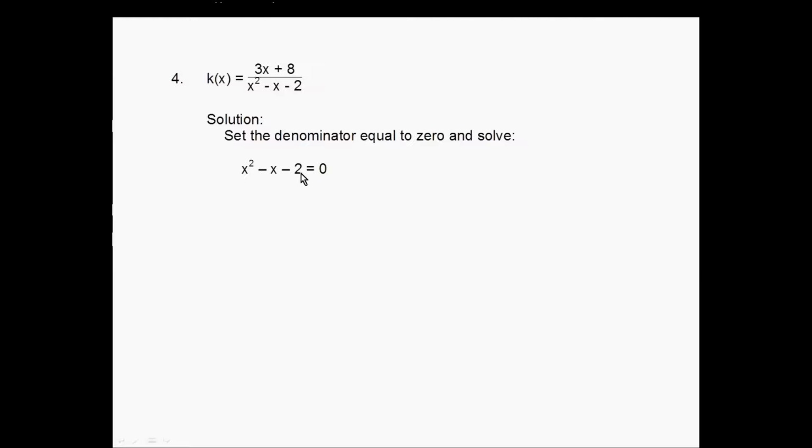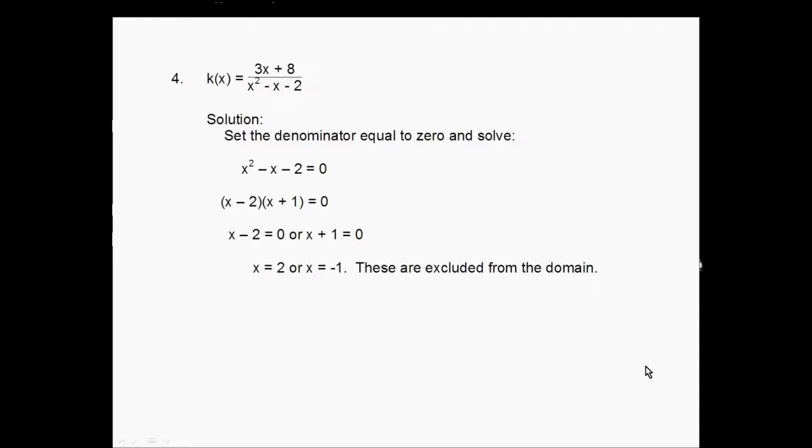The bigger number gets the sign of the middle, so the 2 gets the minus. x minus 2, x plus 1 equals 0. So set each factor equal to 0. x minus 2 equals 0, x plus 1 equals 0. I get x is 2 or x is negative 1. So I'm trying to exclude 2 and negative 1 from the domain.